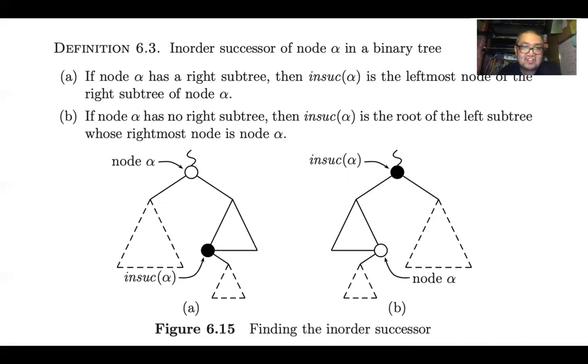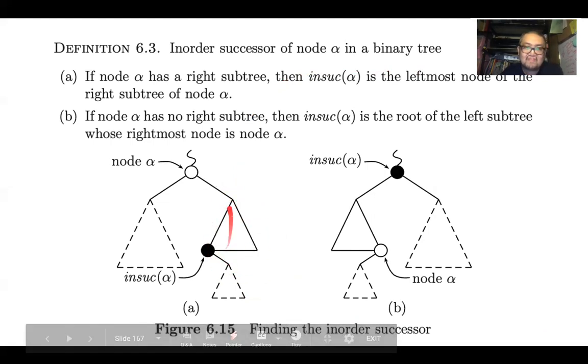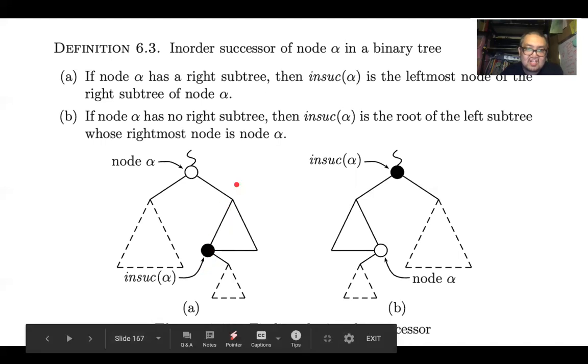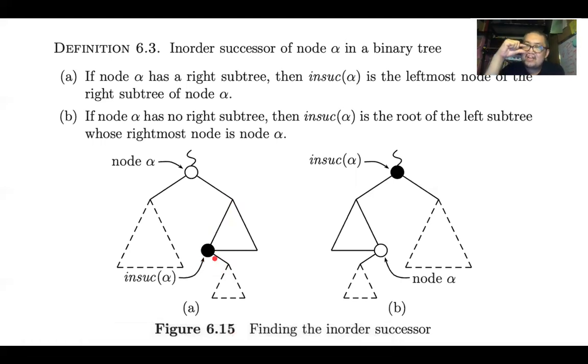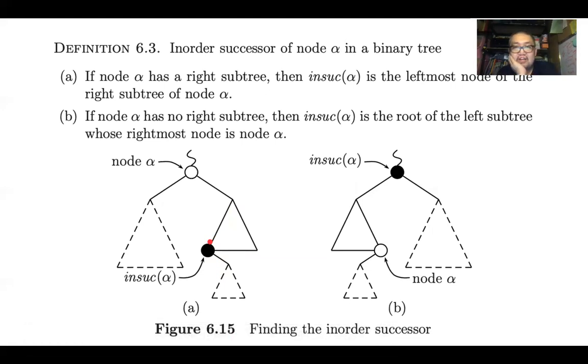Here are two scenarios. If the node alpha has a right sub-tree, then the in-order successor is the leftmost node of the right sub-tree, this one. So if node alpha has a right sub-tree, then for the leftmost node, we will just look at the left tag, which will be 0 at the left part. The leftmost node, we will look at that, and then that node will be the in-order successor of node alpha. However, this is quite tricky.